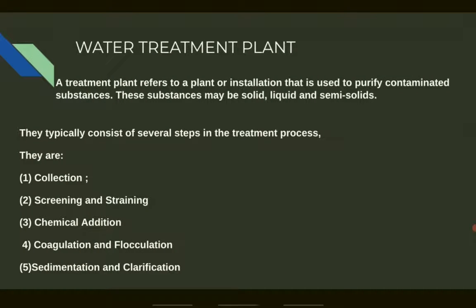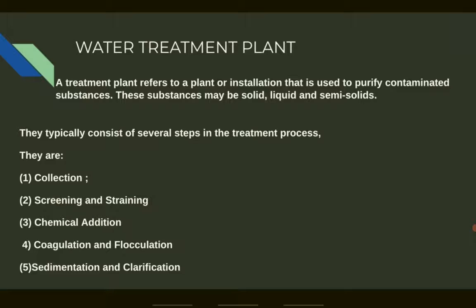Water treatment plant. So, let us look into what a water treatment plant is. A treatment plant refers to a plant or installation that is used to purify contaminated substances. These substances may be solid, liquid, and semi-solid. They typically consist of various steps in the treatment process.